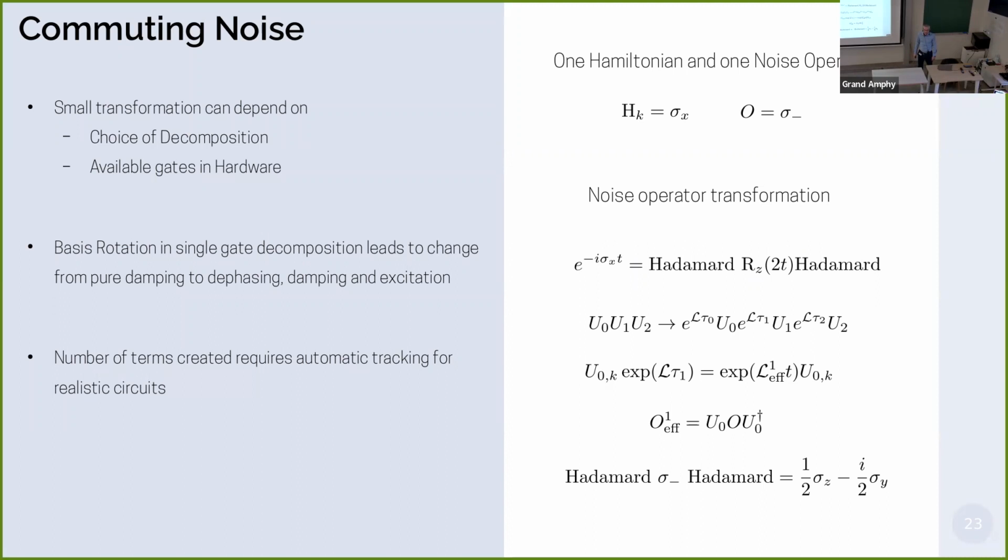Do I understand correctly that L effective, the effective Liouvillean, is not the same as O effective? No, O effective is just the operator. Each of these Liouvilleans is described by operators like O rho O. So the O effective is the operator of the L effective. Okay? Yeah.